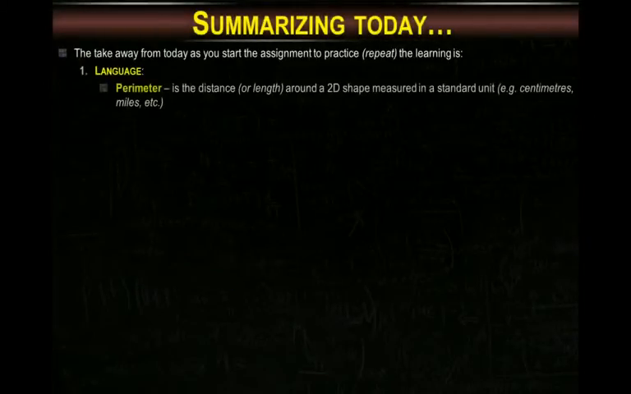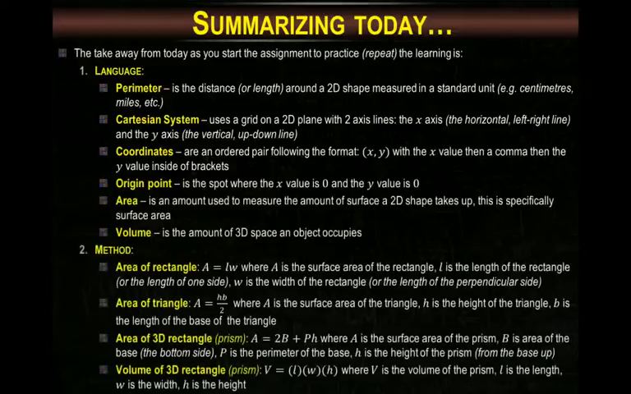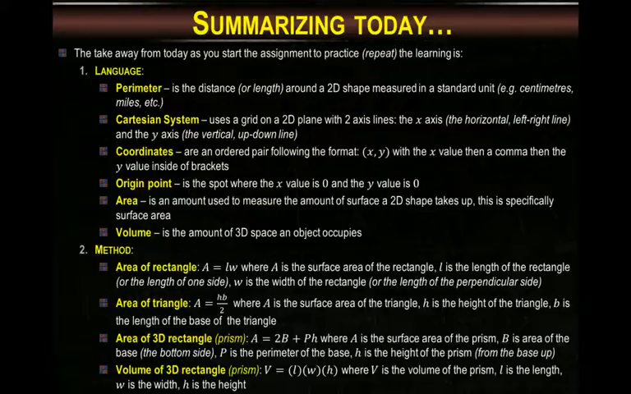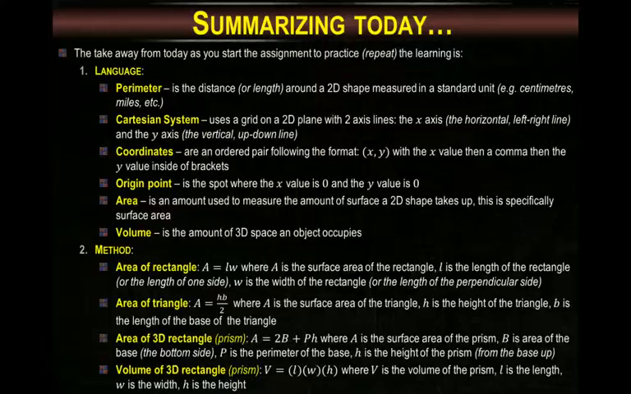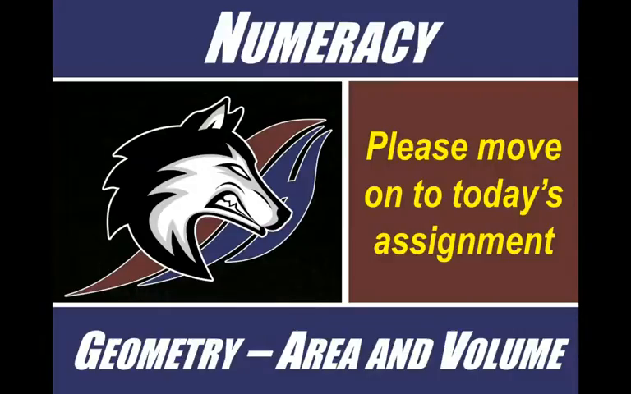All right, let's wrap it up. Today, what I said to you guys was these words: perimeter, Cartesian system, coordinates, origin point, area, and volume. Those are the words you need to know to move forward in the geometry. I gave you some methods. I gave you 4 formulas actually. Area of a rectangle, area of a triangle, area of a 3D rectangle, and the volume of a 3D rectangle. Those are the 4 calculations and the 4 methods you need to work with this language for today's assignment. All right.